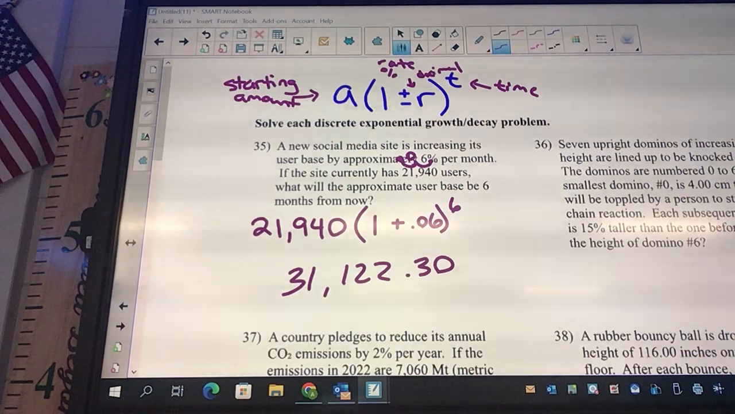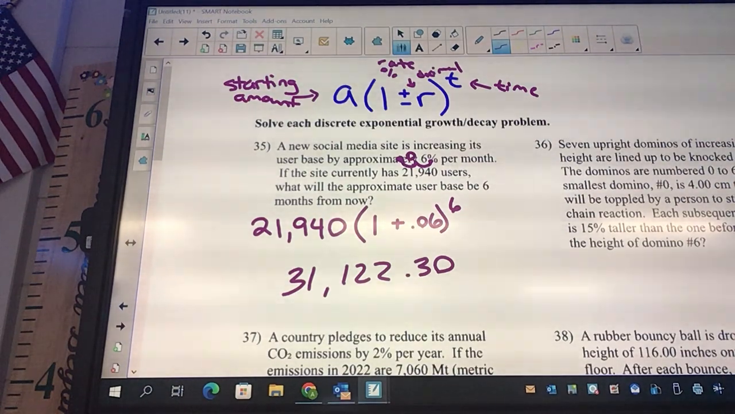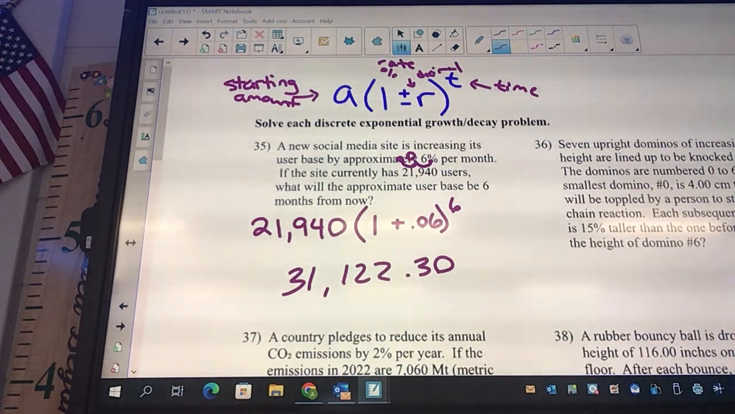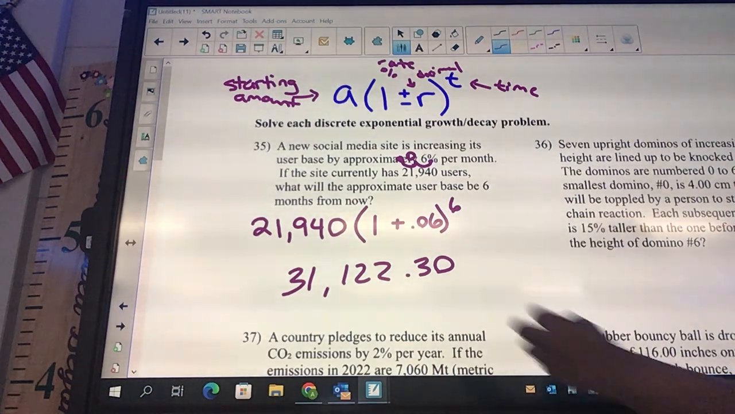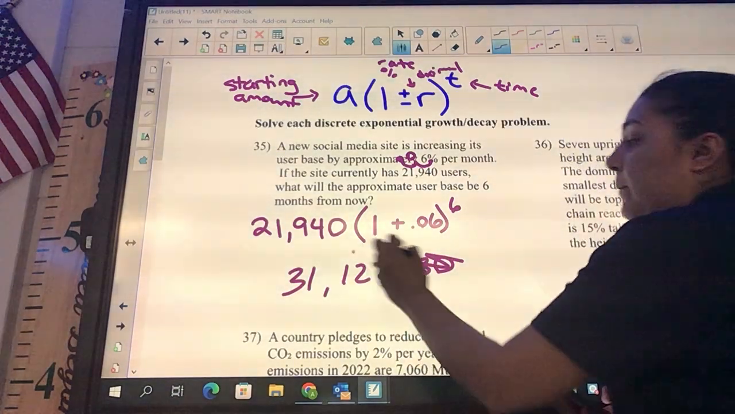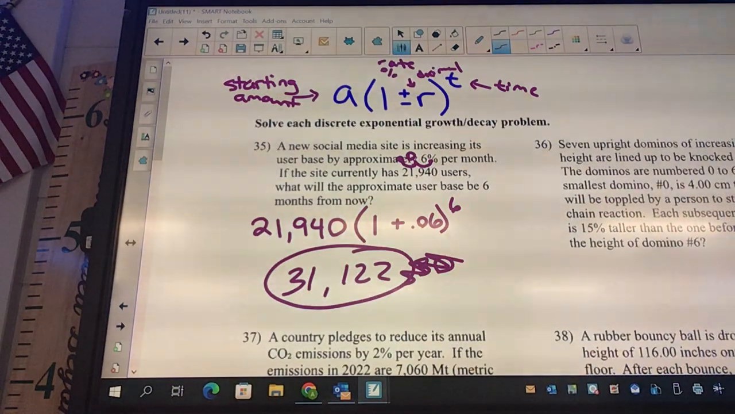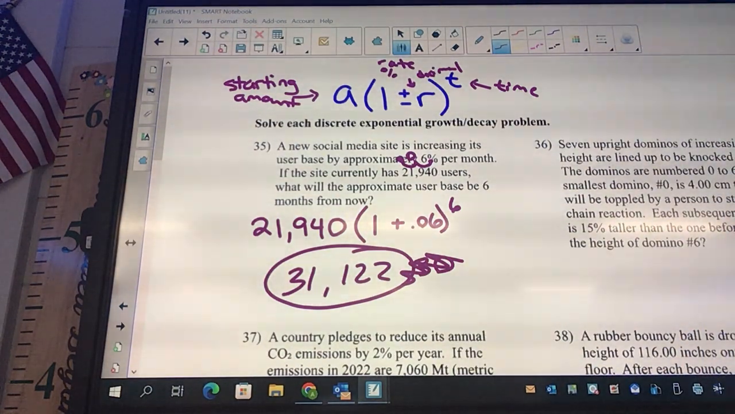No, because we can't be half the user. What's a user mean? Person. A person. Can you have 0.30 of a person? No. So we're not going to leave this on. You won't even round it or anything? Nope. How can you round? You can't round a person. Oh, yeah, you can.